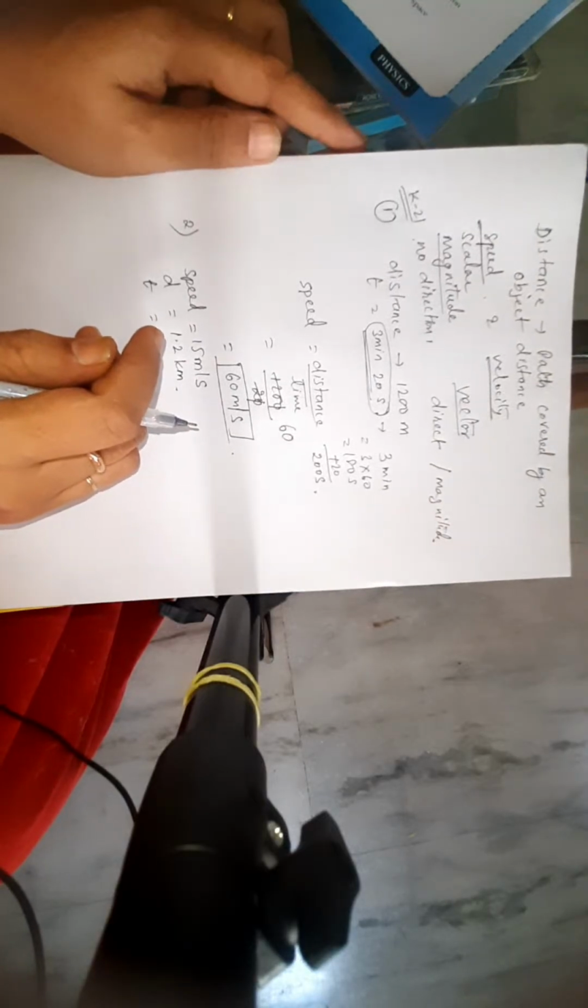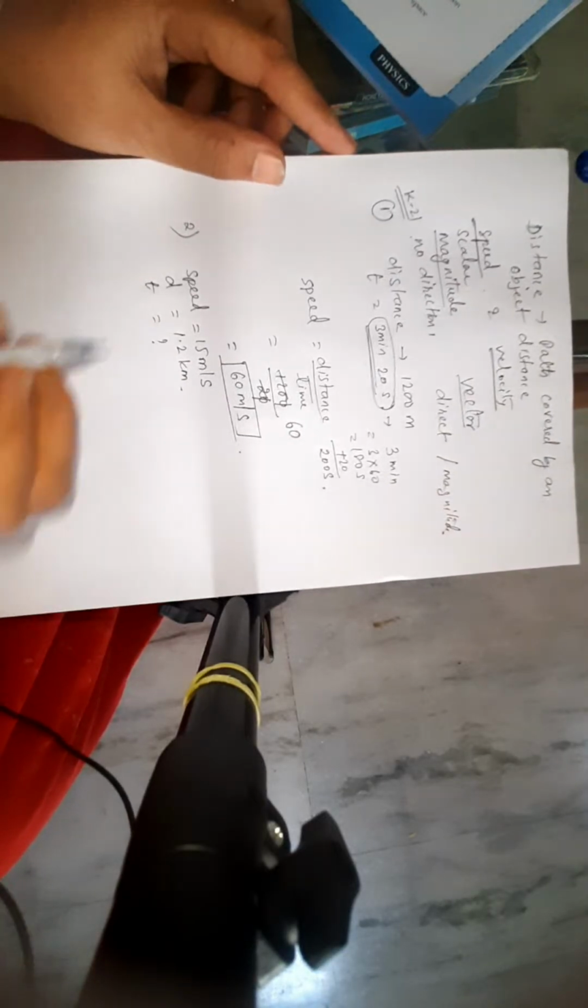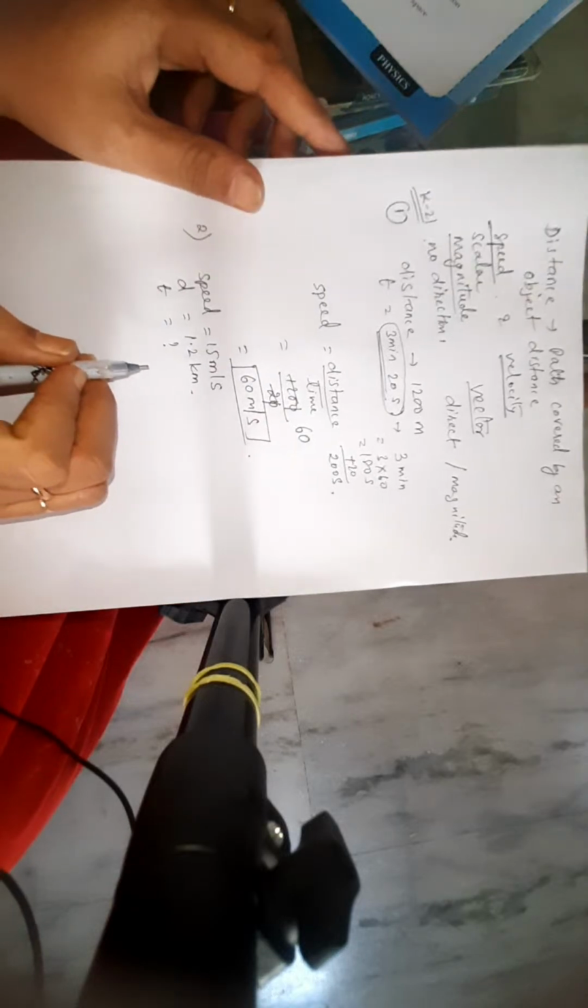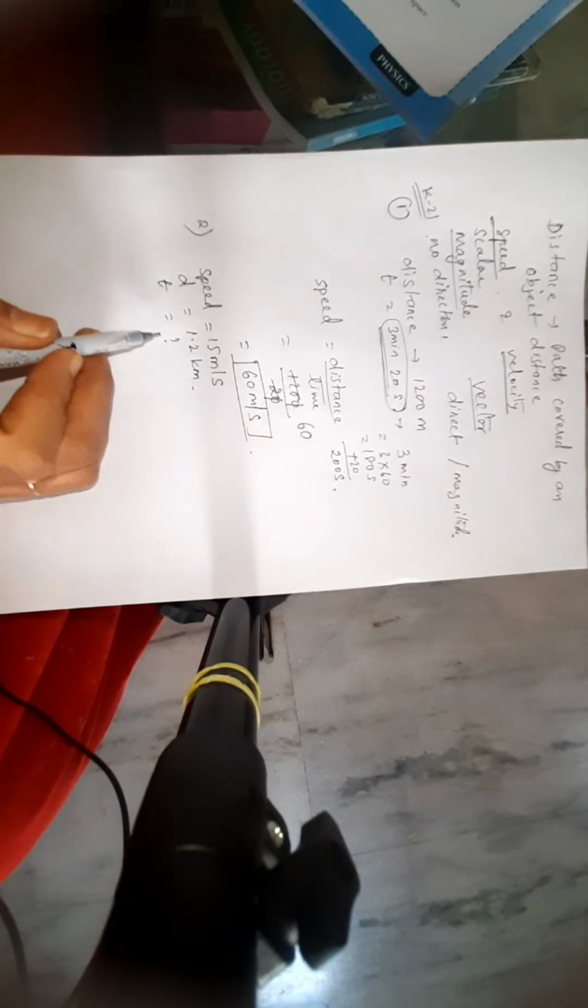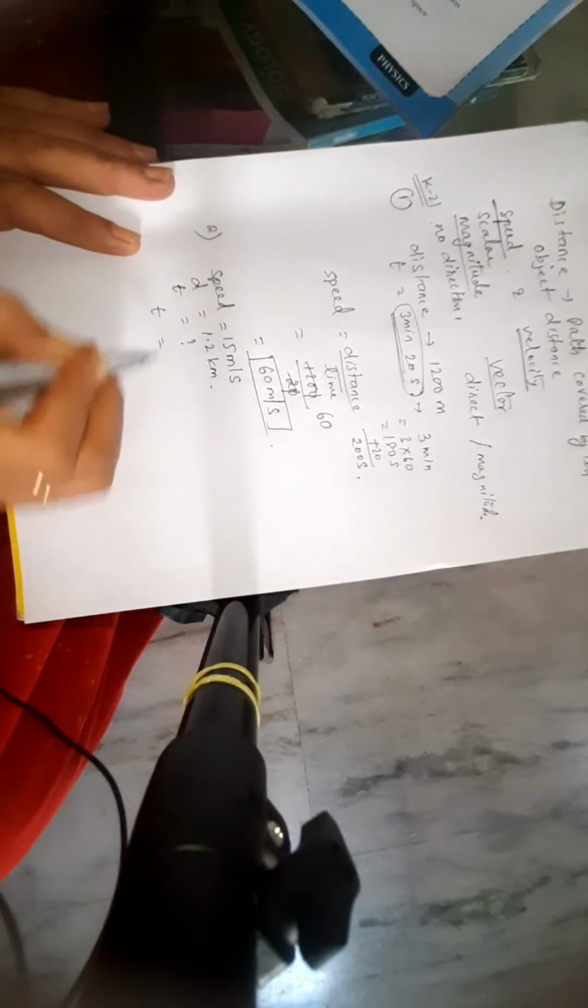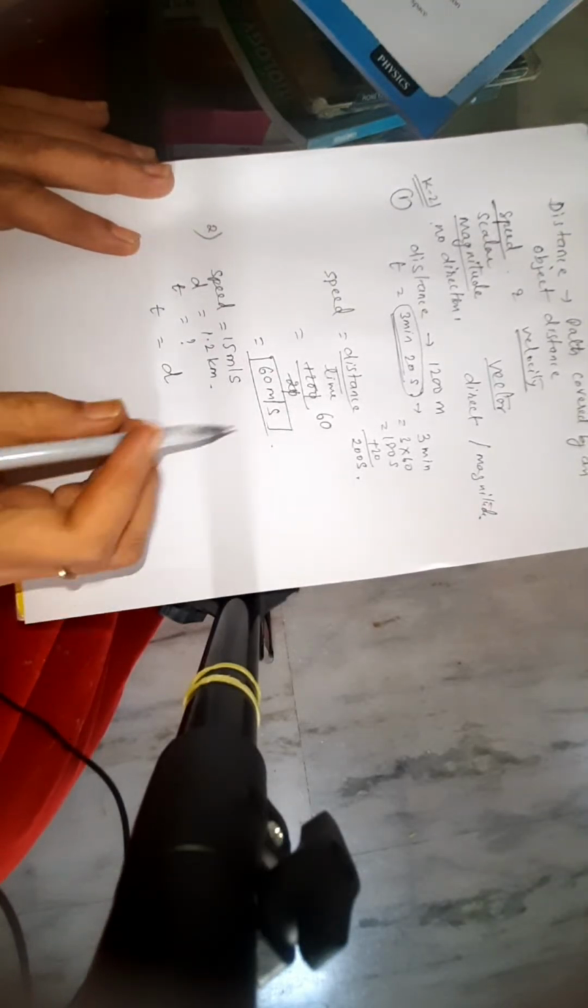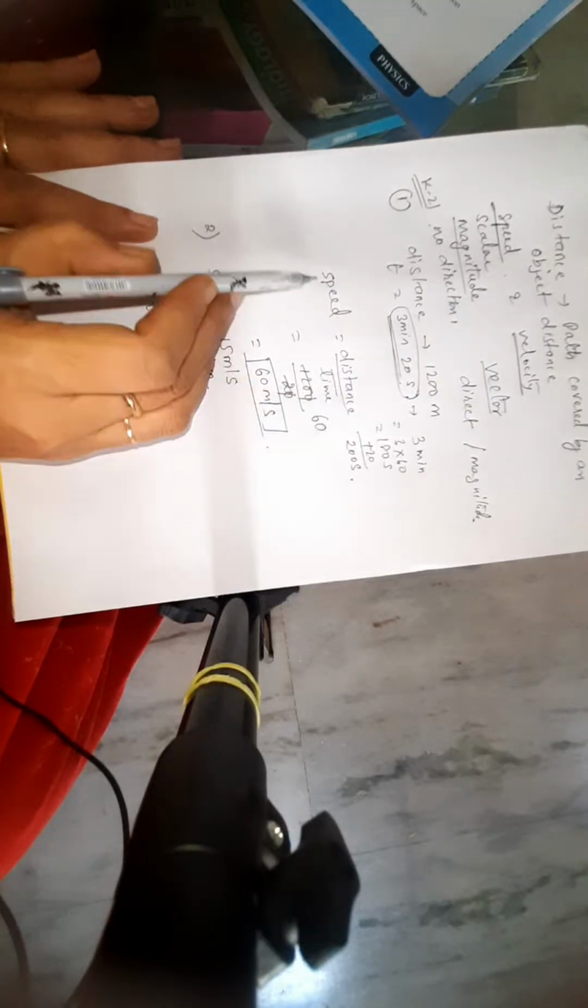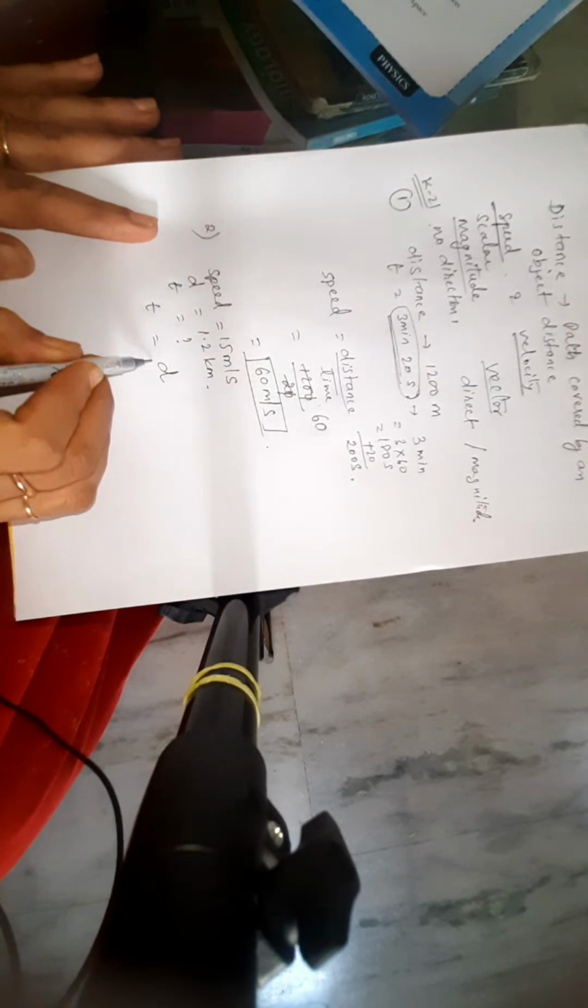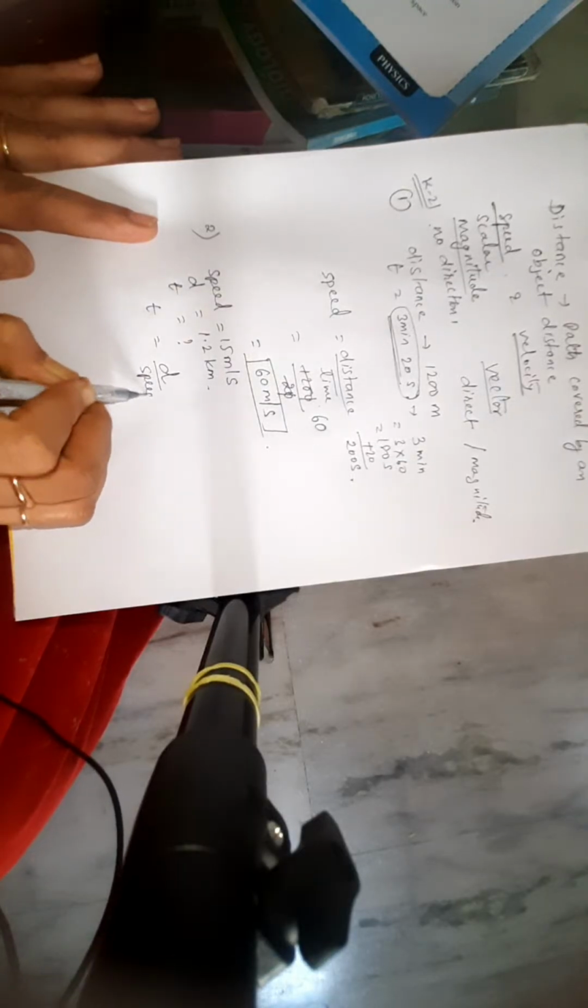Please tell your friends to join fast. Okay, here we need to find time. Speed is given and distance is given. The formula to find time, how can we find time now? So this formula you need to remember first. Speed is distance upon time, so time is distance upon speed.